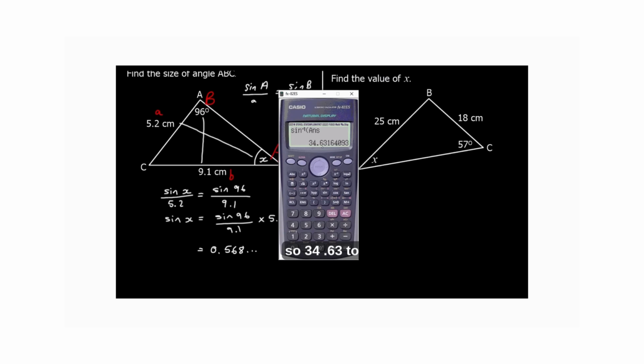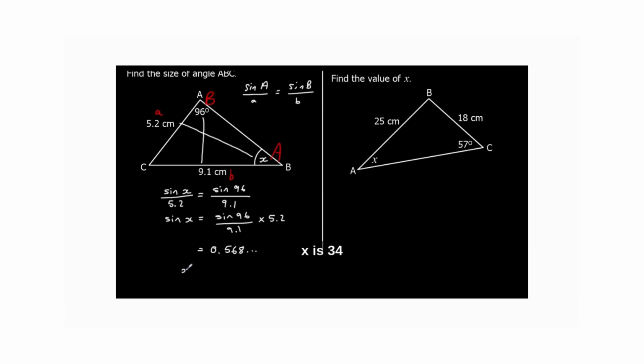So 34.63 to 2 decimal places. So x is 34.63 degrees to 2 decimal places.